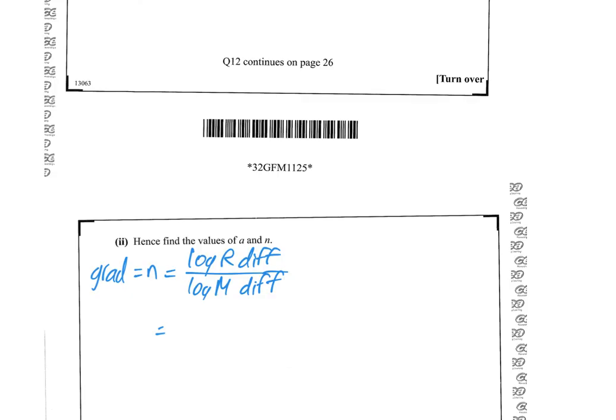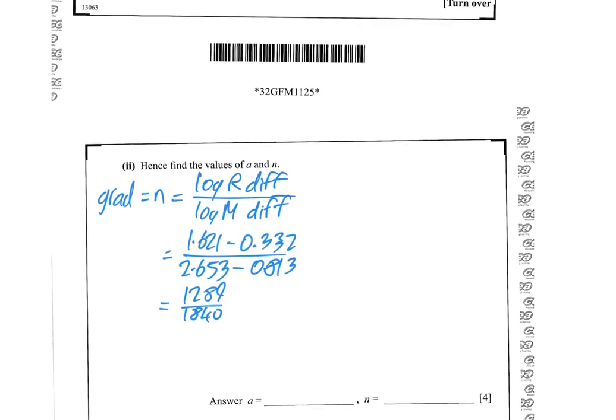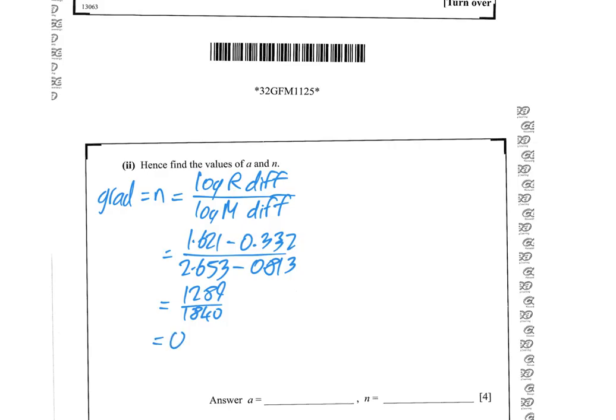So it is, if I have done this correctly, 1.621 minus 0.332 divided by 2.653 minus 0.813. And when I worked that out, I got an exact answer of that. But we had to give our answers to 2 dp's, so it was 0.70 to 2 decimal places.